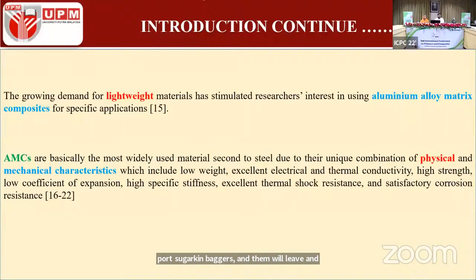The growing demand for lightweight material has stimulated researchers' interest in using aluminium alloy matrix composite for specific applications.